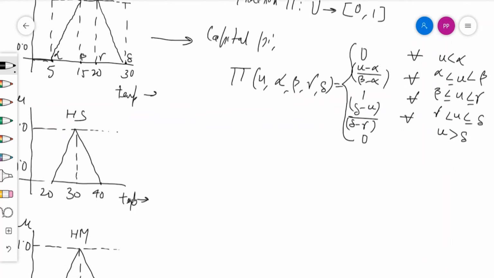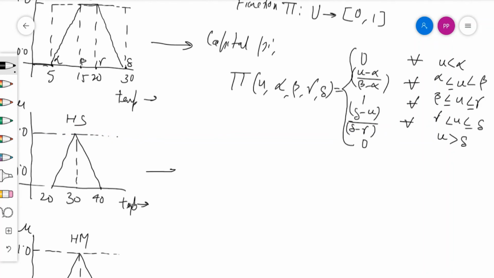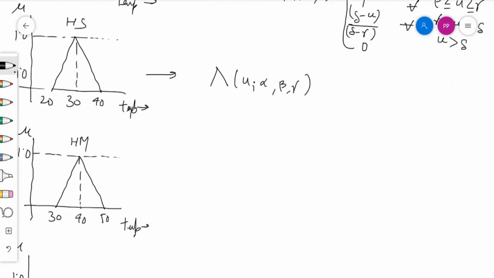So from the graphical representation how the functions are correlated, you can understand very well. So this is again your lambda, you have the function lambda, which is again a function of parameters U, alpha, beta and gamma. Again the next function is lambda, so it is again a function of U, alpha, beta and gamma.